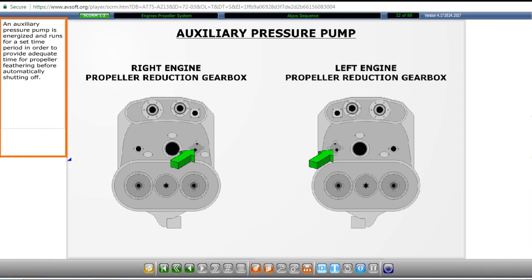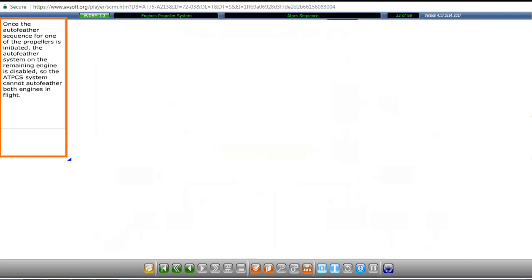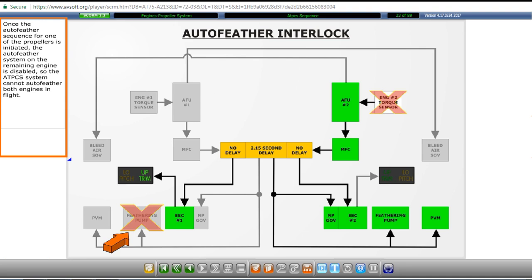An auxiliary pressure pump is energized and runs for a set time period in order to provide adequate time for propeller feathering before automatically shutting off. Once the auto feather sequence for one of the propellers is initiated, the auto feather system on the remaining engine is disabled, so the ATPCS system cannot auto feather both engines in flight.